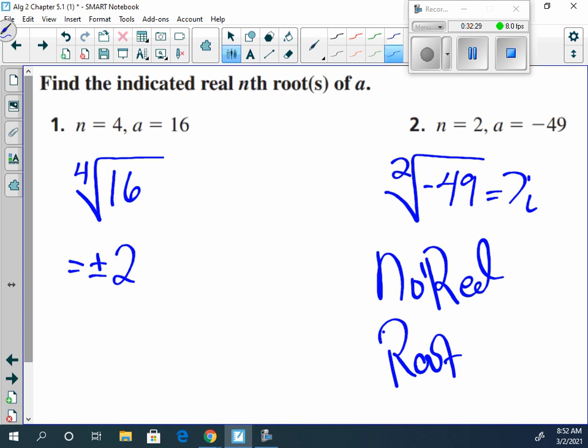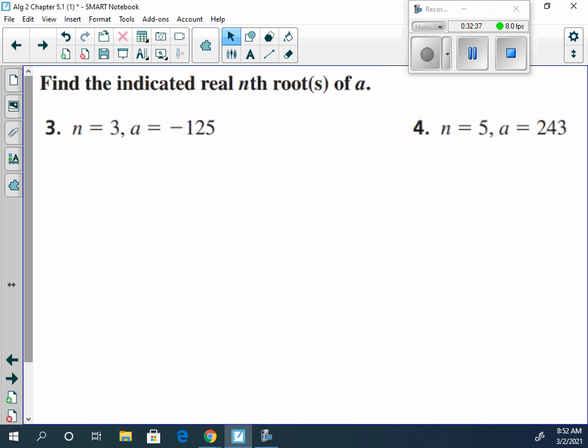Any questions on this here? Are we good with this here? Yes? I feel like y'all are good with these here, yes? Don't need another example of one of these? Okay, which one?